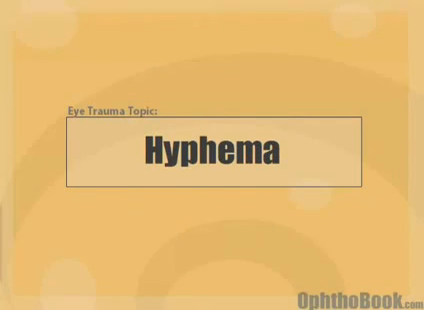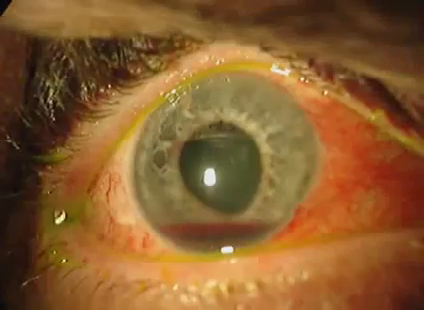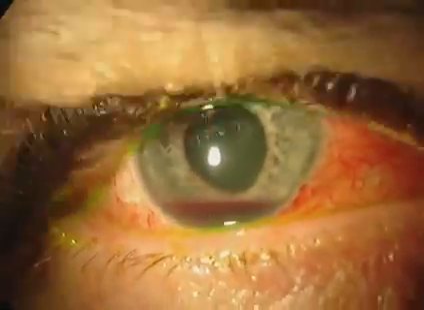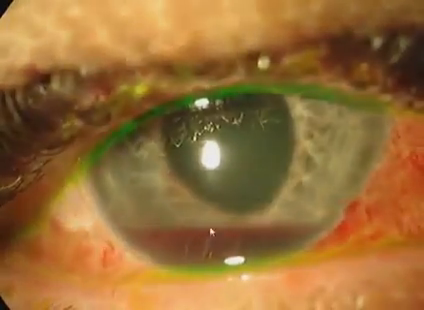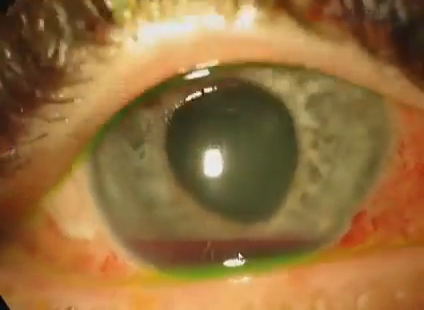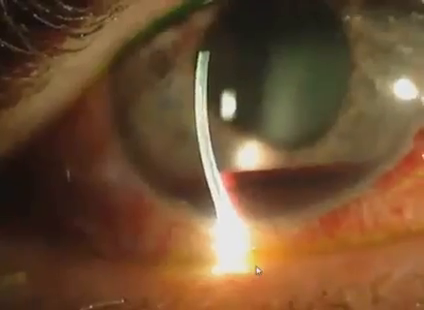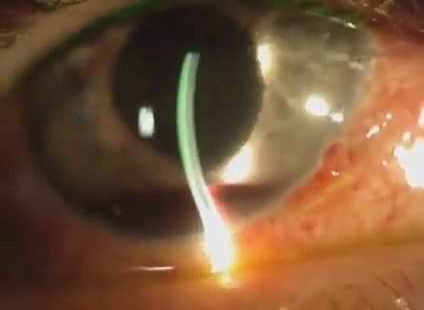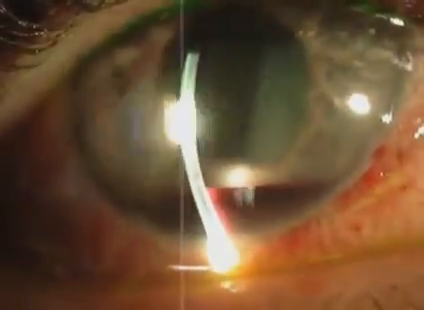Hyphema. Hyphema is just a phrase that describes blood inside the eye. This is a traumatic injury where there's been bleeding in the front part of the eye so much that that blood has actually layered out into what we call a hyphema, a layer of blood in the anterior chamber. So, not all that common, but we do see it, and it can be an issue.